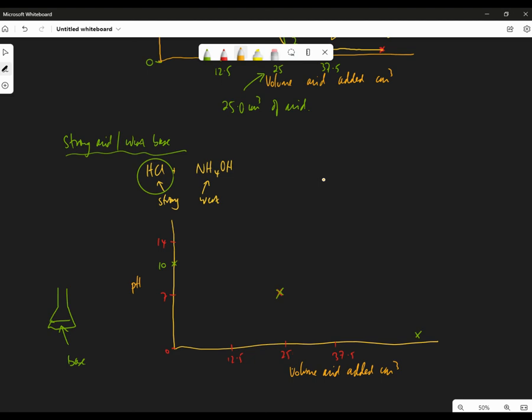Right, now this second half of the graph is going to look like this. Okay, just like the one above. And this shows a strong acid. So we know it's a titration curve. We know it's a strong acid. But this one is a bit different.